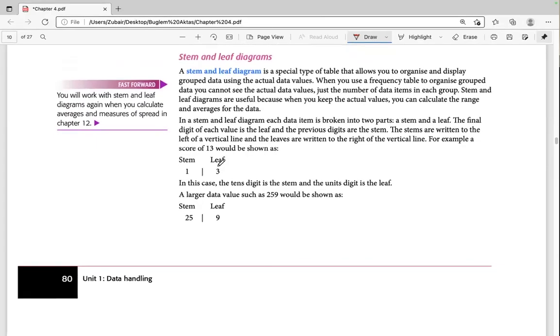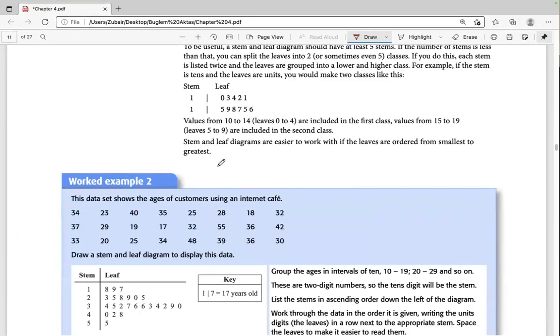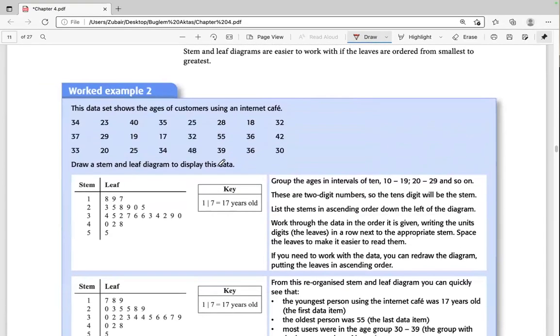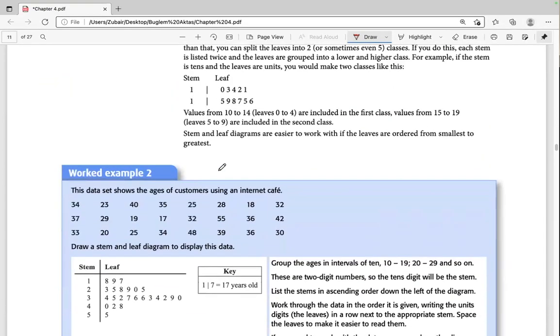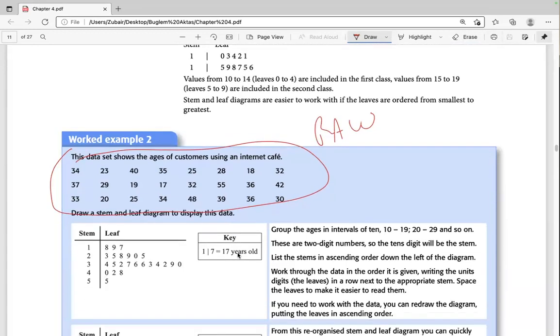Stem and leaf. This is interesting. Let me get a big example. Okay, this one is better. Now, if you just look at this worked example, before we go into this raw data, if I just make you look at the stem and leaf below it, this shows 1, 2, 3, 4, 5. On the other hand, this shows 8, 9, 7, 3, 5, 8, 9, 0, 5, and so on.